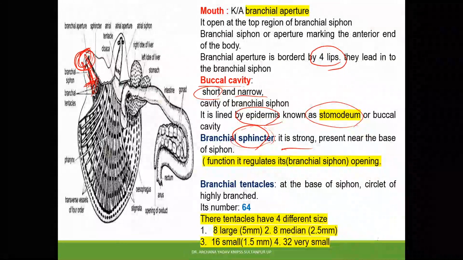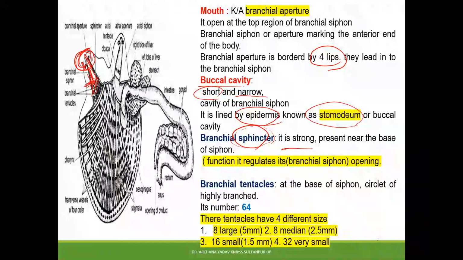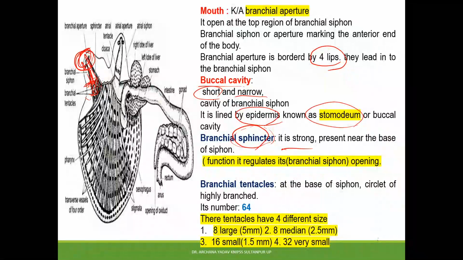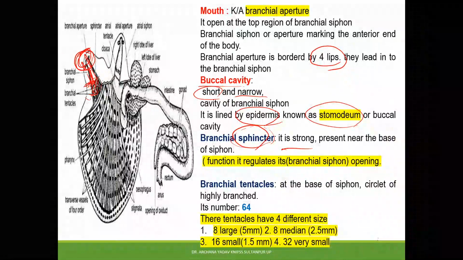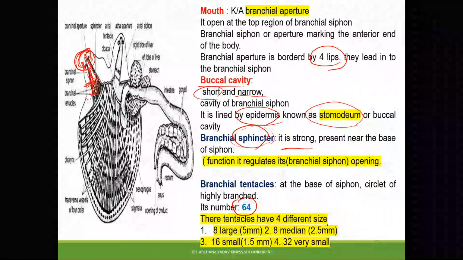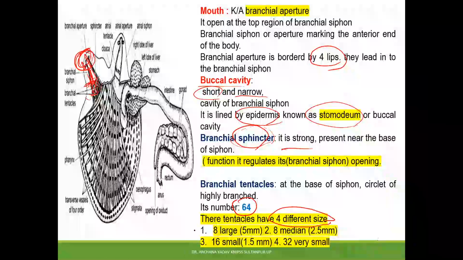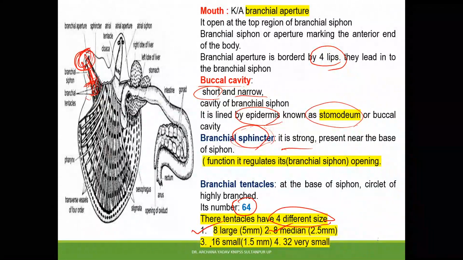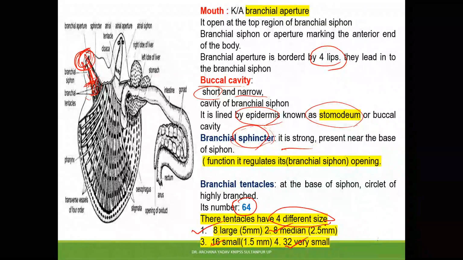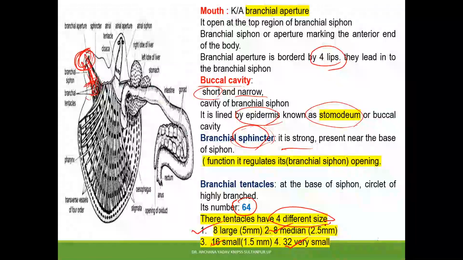Next are the branchial tentacles. The branchial tentacles are present in this region, at the base of the siphon. Their number is 64, and they have 4 different sizes: 8 large in size, 8 medium in size, 16 small in size, and 32 very small in size. So they have 4 different sizes.